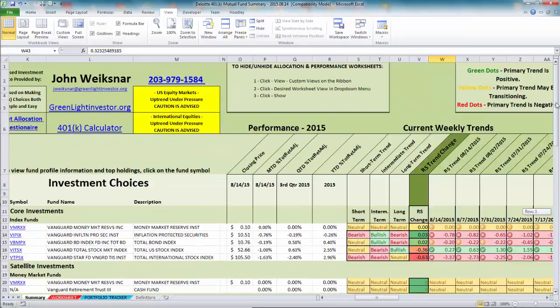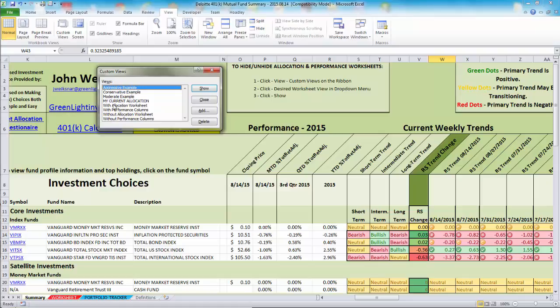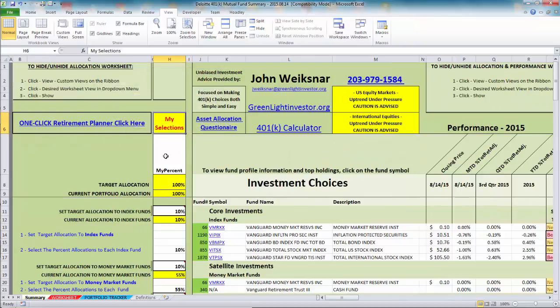All right, let's go ahead and see how easy it is to see if there's any action that is needed within your 401k. To do this, we'll click on View. We'll go over to the Custom Views in the ribbon and click on the My Current Allocation view. Click on Show and we'll populate the allocations. In these columns on the left, especially column H where it says My Selections, we'll see that we want to be 100% invested, and our current allocations shows 100% invested.